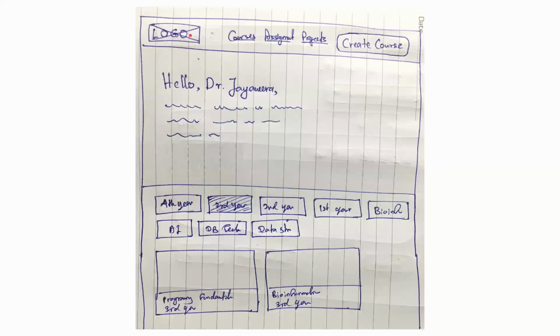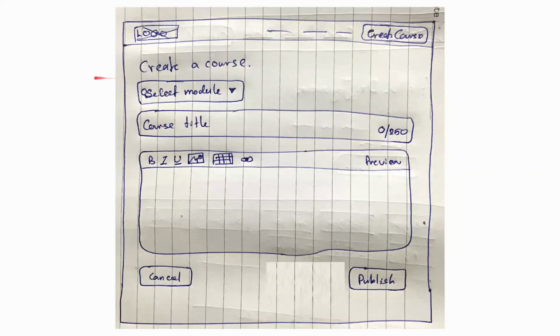Here I have the logo, a navigation, courses, assignments, projects, and here I have a create course button. This is like a banner, so I show who is logged in, and here I have created an element to search and filter the courses. Just a simple sketch. So when a lecturer clicks on create course, we'll take him to a separate page maybe.